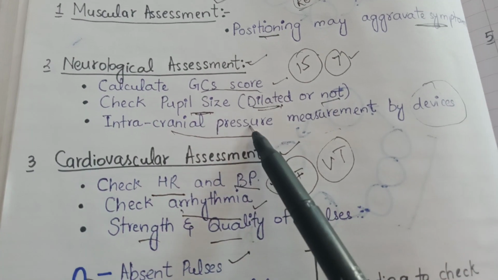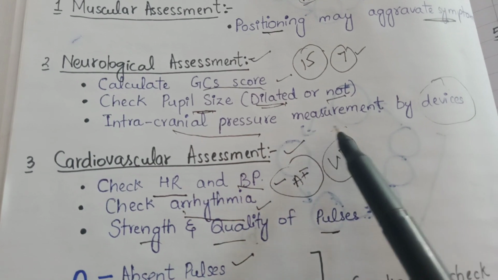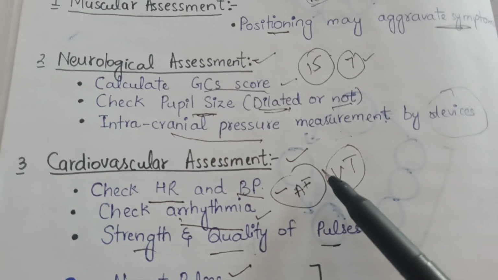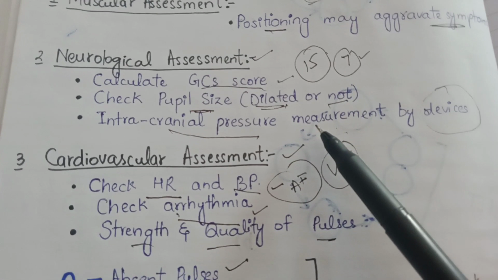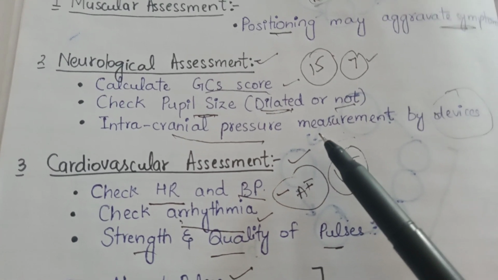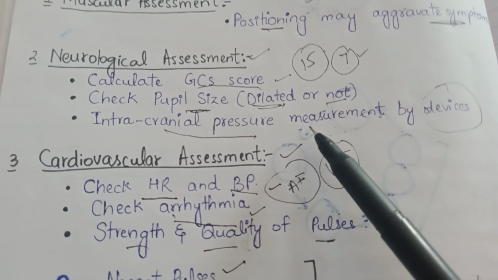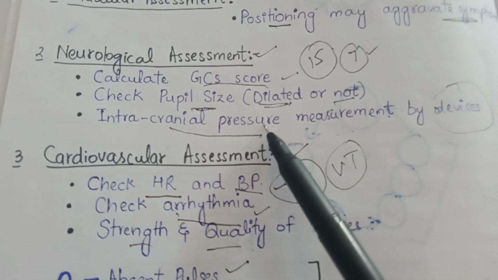We will check for intracranial pressure. We will measure the intracranial pressure of the patient by different devices, because if the intracranial pressure fluctuates during exercise, then physiotherapy is contraindicated for that patient, because brain death can occur due to fluctuations in intracranial pressure.